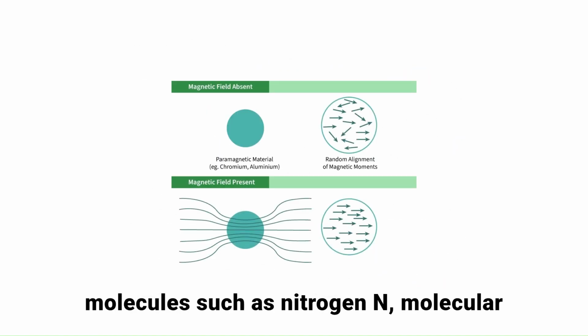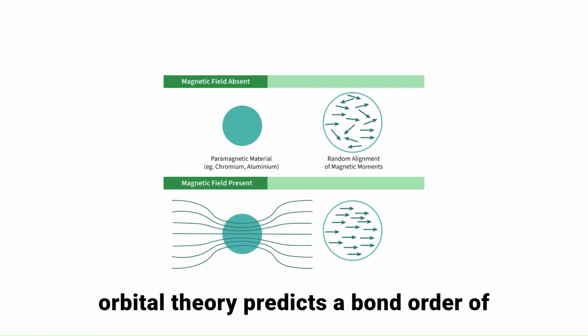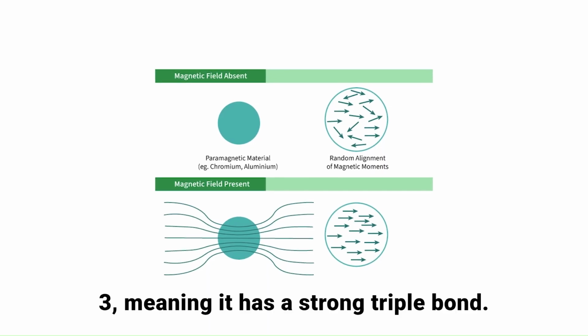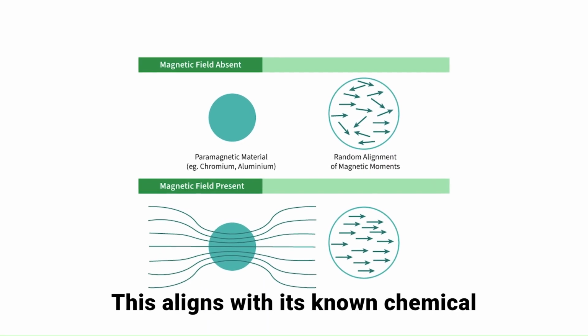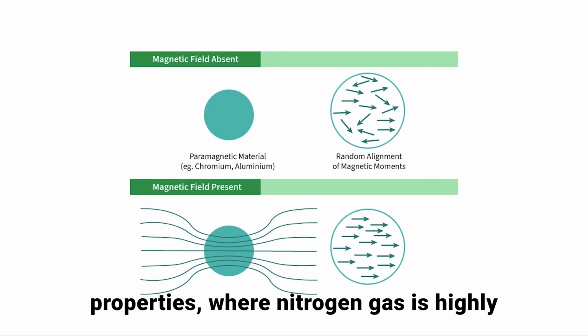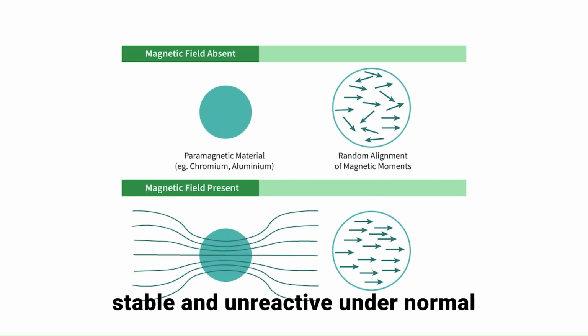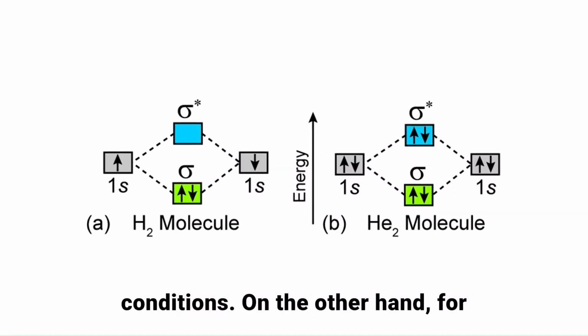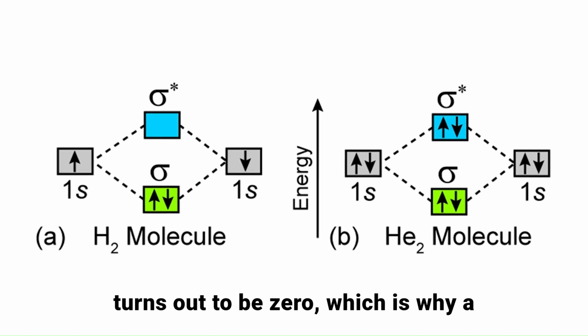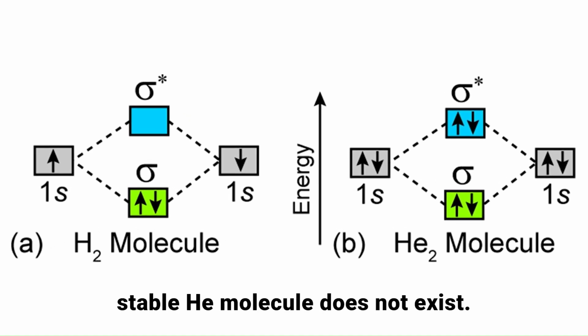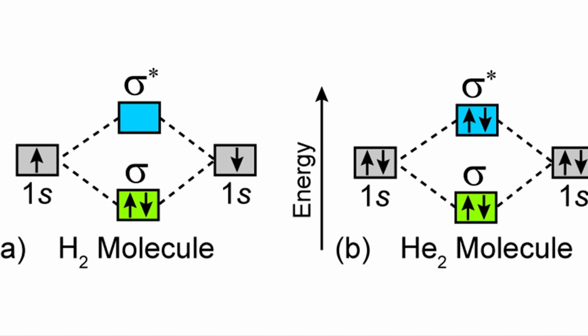For molecules such as nitrogen, N2, molecular orbital theory predicts a bond order of 3, meaning it has a strong triple bond. This aligns with its known chemical properties, where nitrogen gas is highly stable and unreactive under normal conditions. On the other hand, for a molecule like helium, He2, the bond order turns out to be 0, which is why a stable He2 molecule does not exist.